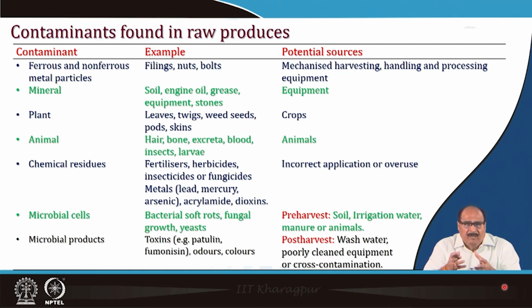For example, there may be bacterial soft rot, fungal growth, yeast or various toxins produced by microorganisms in the product, such as pathogens, even fumonisin, or different odors and colors. So, these microbial cells as well as microbial products may come in the pre-harvest stage from soil, irrigation water, manure or other animals which may come into the field. In the post-harvest stage, they may come from various wash waters, poorly cleaned equipment or cross contamination.